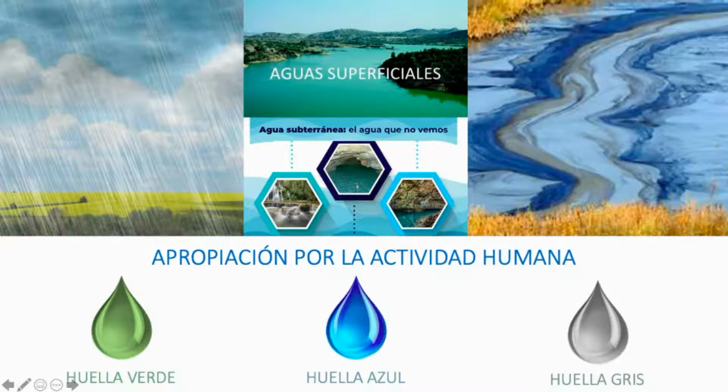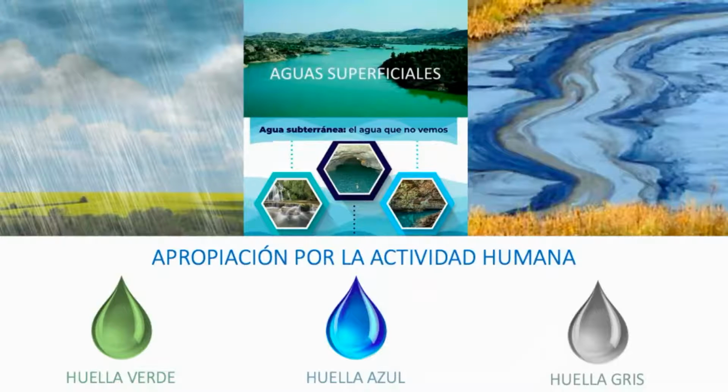But we also appropriate water from surface water and groundwater. And that's different from the appropriation of green water, because this water is available in a different way in the water cycle. So in that case, we consider it blue water, and the footprint is the blue water footprint, because it's the appropriation of water from surface water and groundwater.